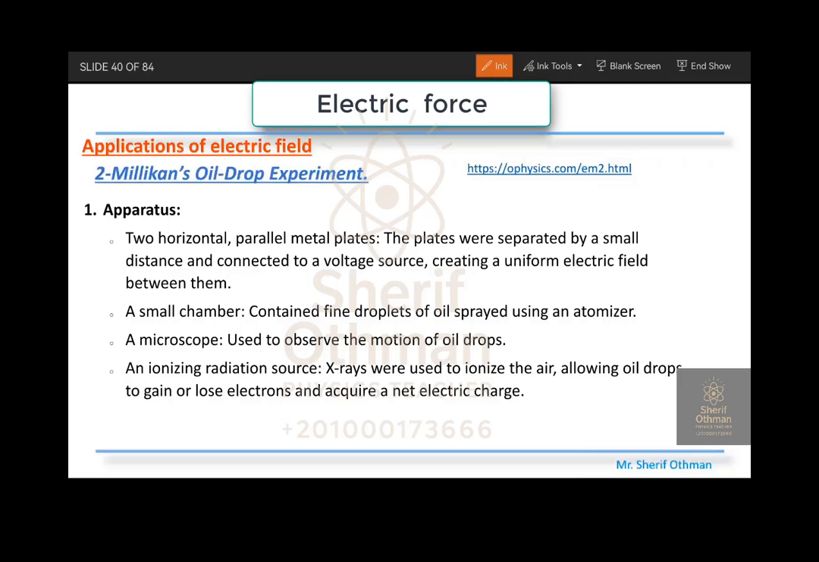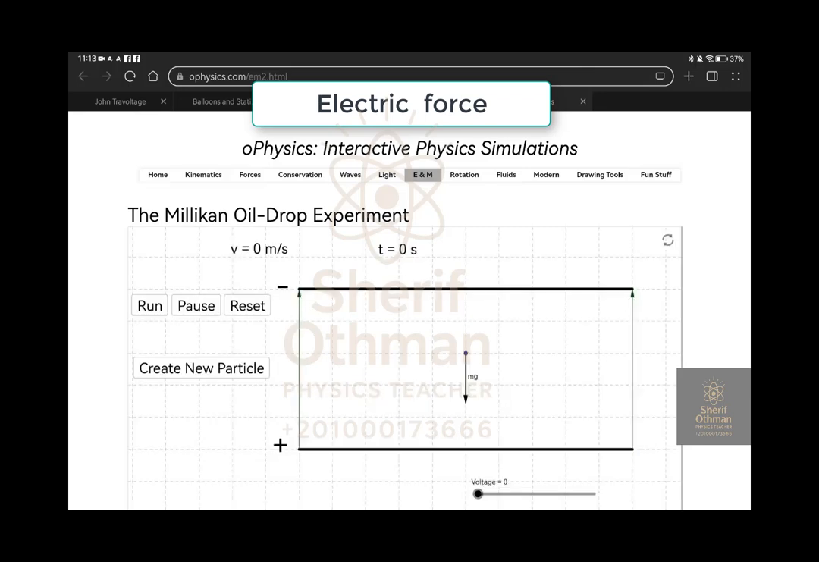Millikan experiment, guys. Millikan experiment is an experiment used to measure the value of electric field as a result of the weight of the drop of oil. As the weight of the drop of oil increases, we need more electric field, making it suspended in its place between two charged plates. Here is the experiment, guys. This point represents an oil drop, and this oil drop is moving under the force of gravity downward.